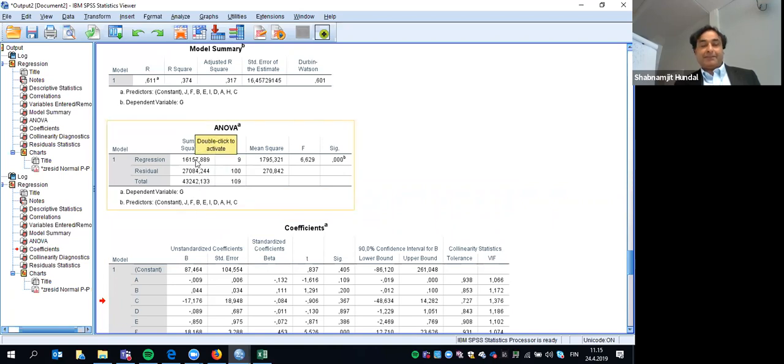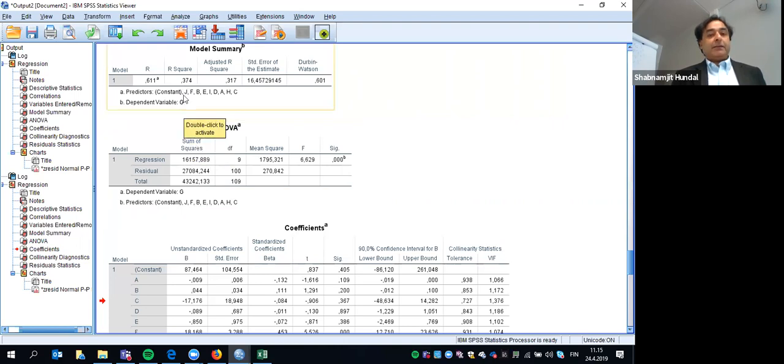Can you see it? And when you divide this by this, you get 0.374. When you divide, this is the total variation. This is the variation explained by these different independent variables. And when you divide the variation explained by the independent variables by the total variation, we get R square.